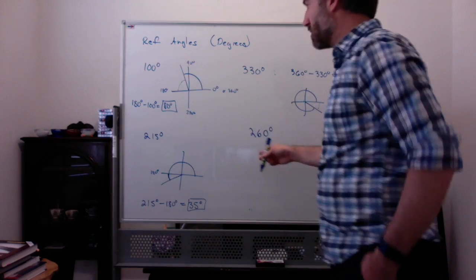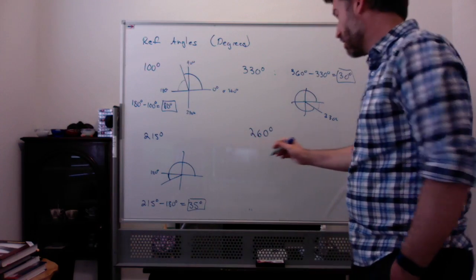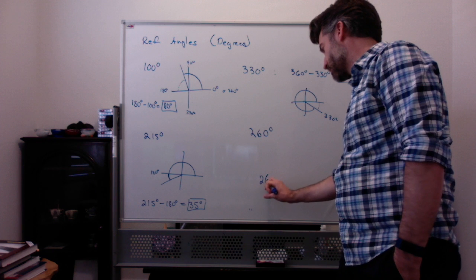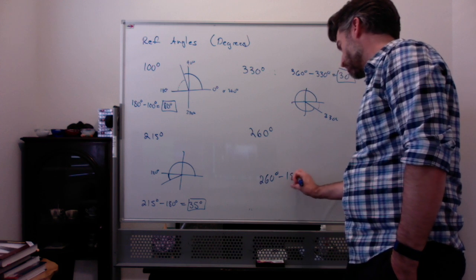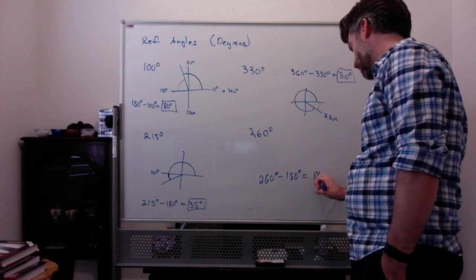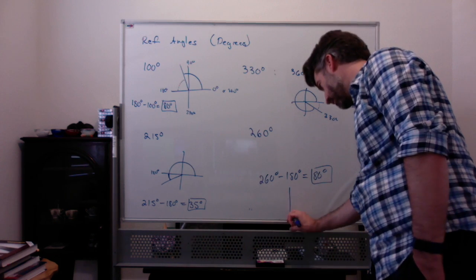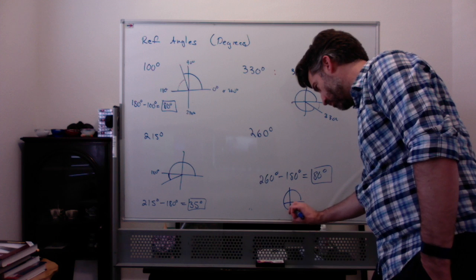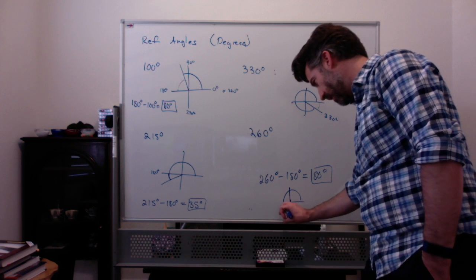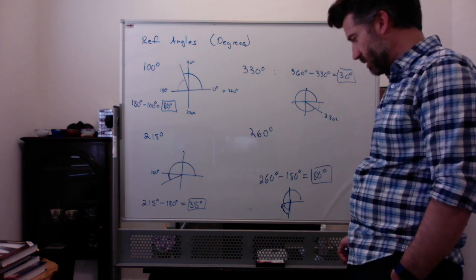Here, 260 is just barely still in quadrant 3, so I'm going to do 260 minus 180 degrees to give me 80 degrees as my reference angle. Or you could draw it. 260, you'd be like, oh, I'm right there. And then that angle there, that's 80 degrees.